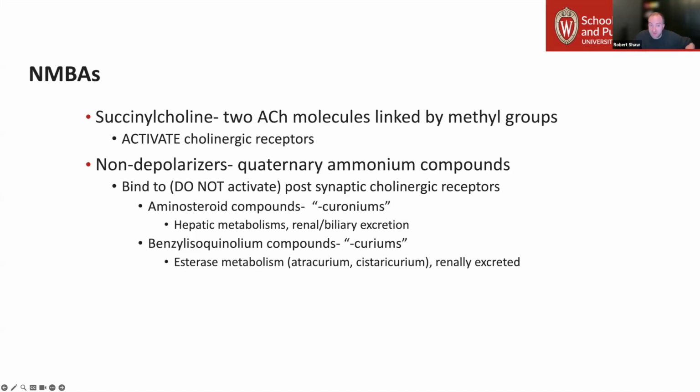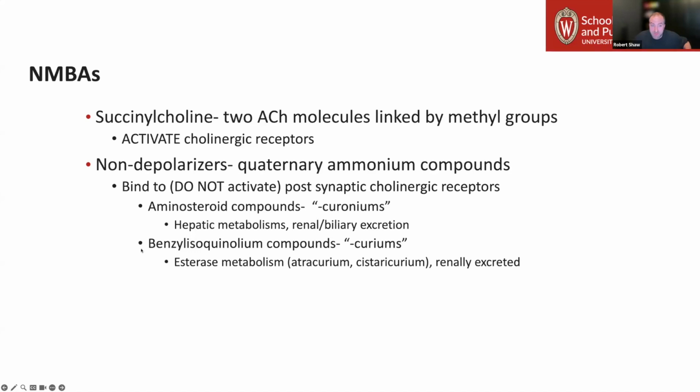And there's two different classes of these. The aminosteroids are likely the ones you have most commonly seen or are going to see. Anything that ends in curonium: rocuronium, vecuronium, pancuronium. Rocuronium and vecuronium are the two most clinically utilized these days. These are hepatically metabolized and then excreted by the renal and biliary systems.